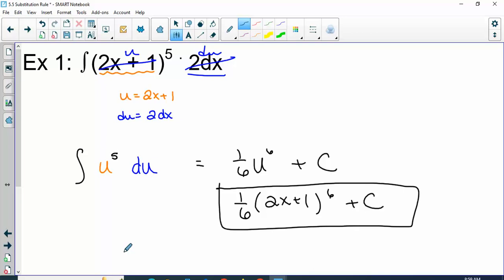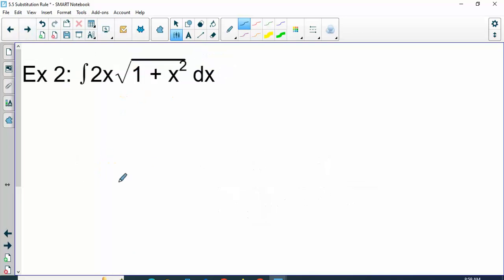Okay, this is a problem I could have done without substitution. And if you did, that's fine. But we're going to be looking at some where this is our only option. So that's why I started with an easier one. Did I lose anybody on that example? Okay, let's look at another.